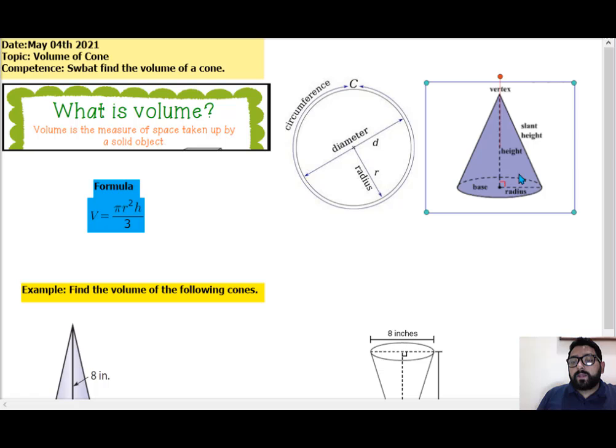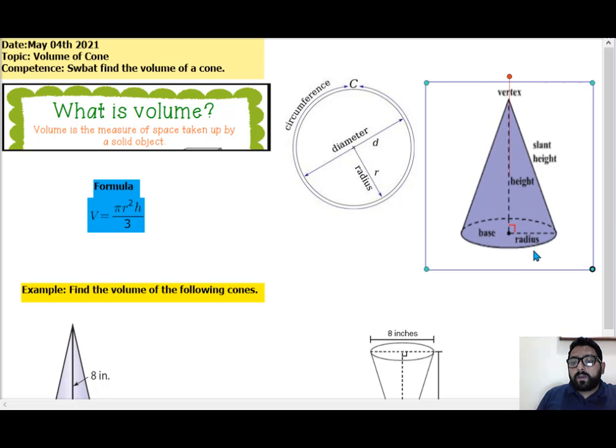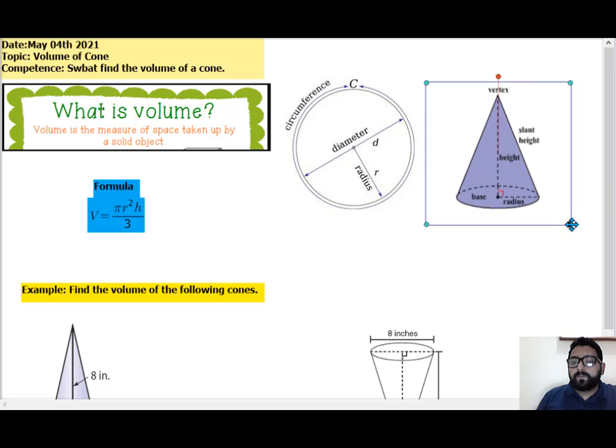The parts of a cone are the radius, from the center to one point on the circumference. We have the altitude, or what we call the height, and the vertex, where the slant heights join. So remember: the radius, which is in the base, the altitude, and the vertex, or the slant height.